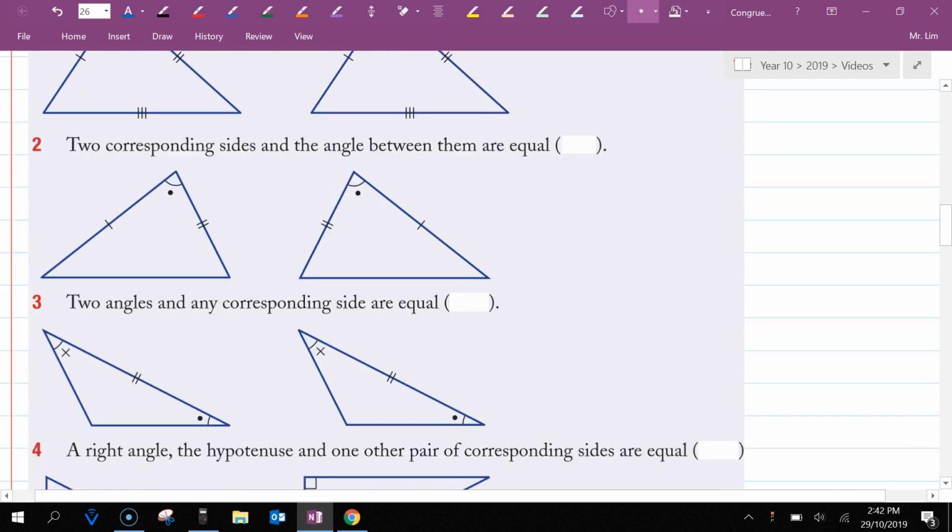The second one is side, angle, side. And it's important for you to remember that the angle is in between the 2 sides. So here we have an angle that's in between sides 1 and 2. Here we have an angle that's in between sides 1 and 2. And that's why these 2 triangles are congruent, side, angle, side.